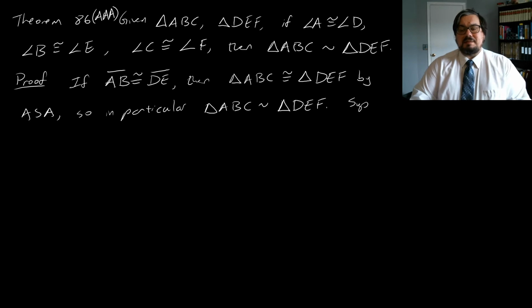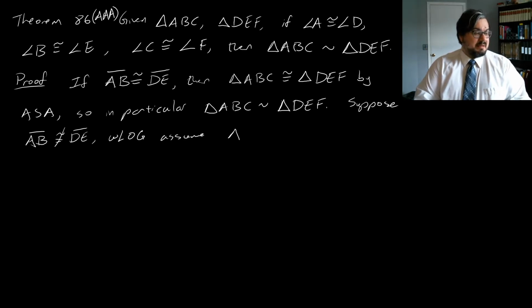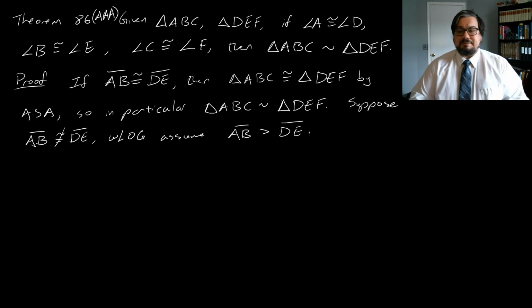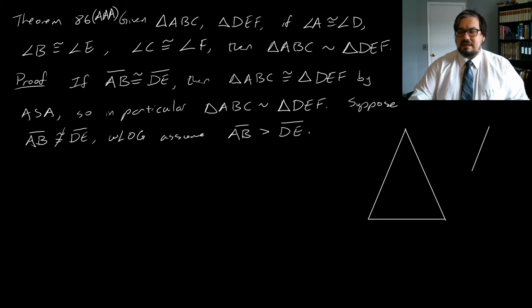But now we can suppose that segment AB is not congruent to segment DE, and without loss of generality, assume that the segment AB is greater than the segment DE. Now we're going to construct some triangles here. So let's look at how this goes.